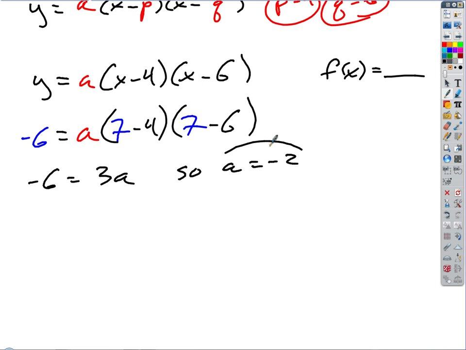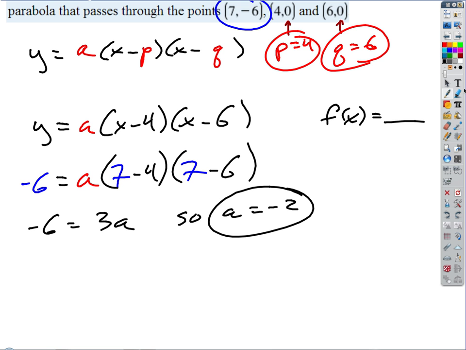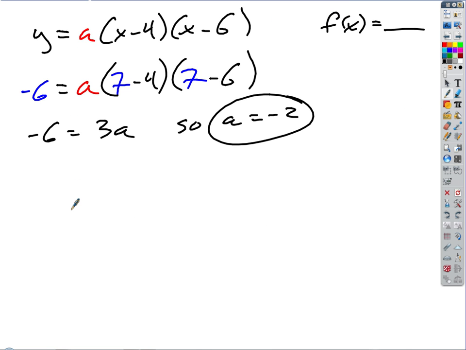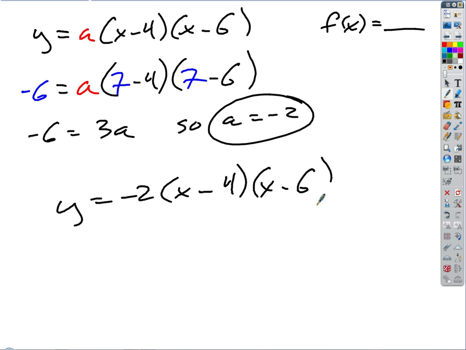We know what P and Q are. I just plug that stuff in and I've got my function, right? So y just equals a times (x minus p) times (x minus q). That's it. We don't need to put it in standard form. It's in factored form now. If the question asks for factored form, that's your answer. If the question asks for general form or standard form, we'd have to FOIL that out and distribute the negative 2. But that would be our answer, right?